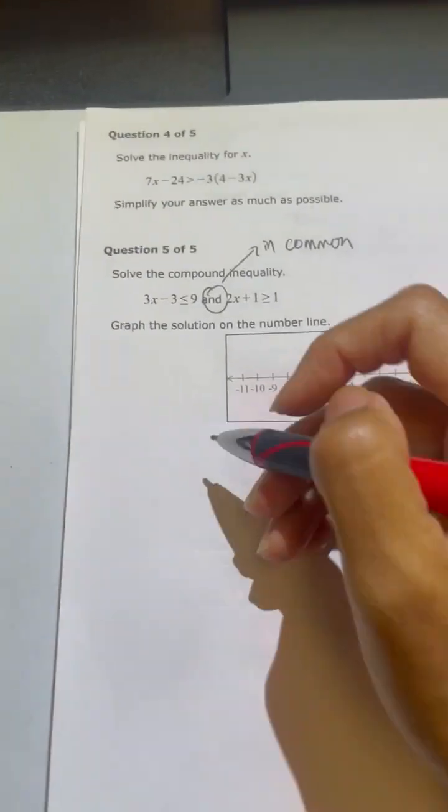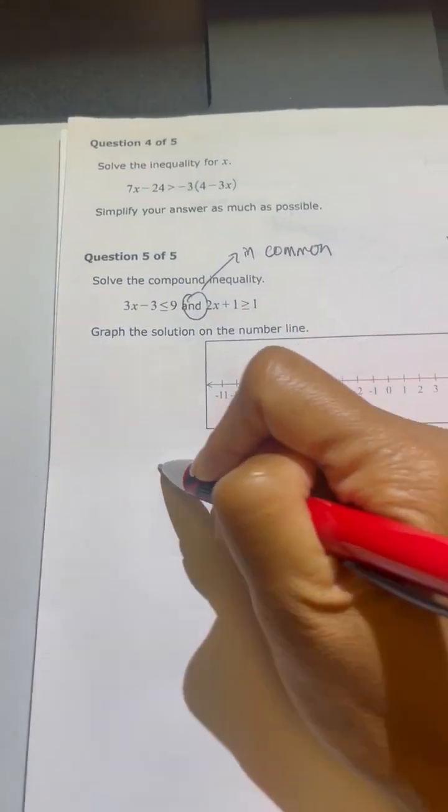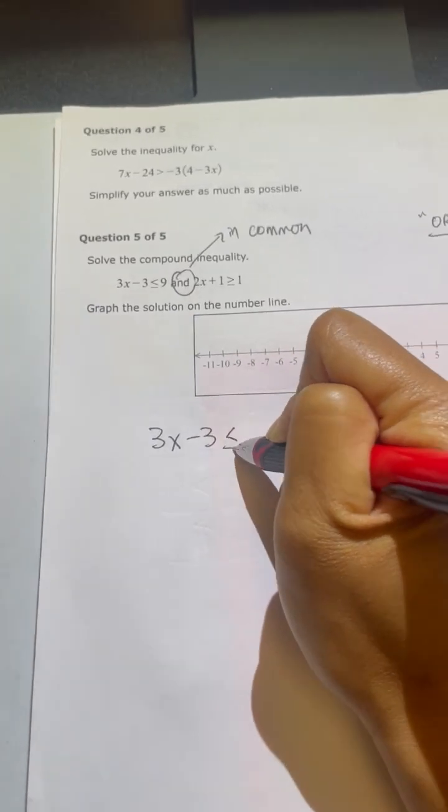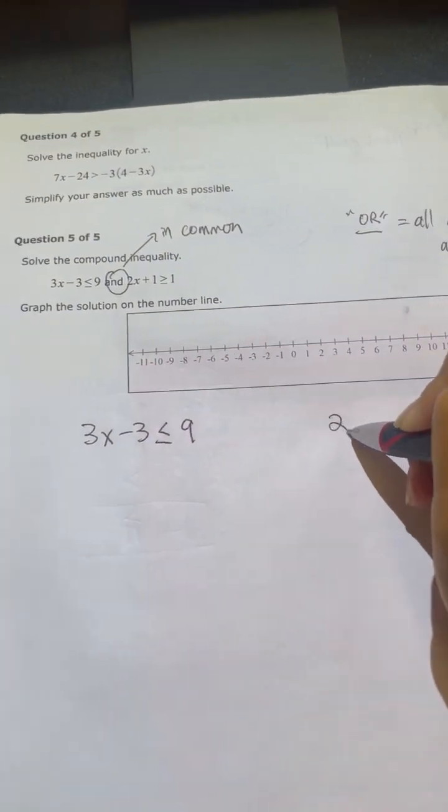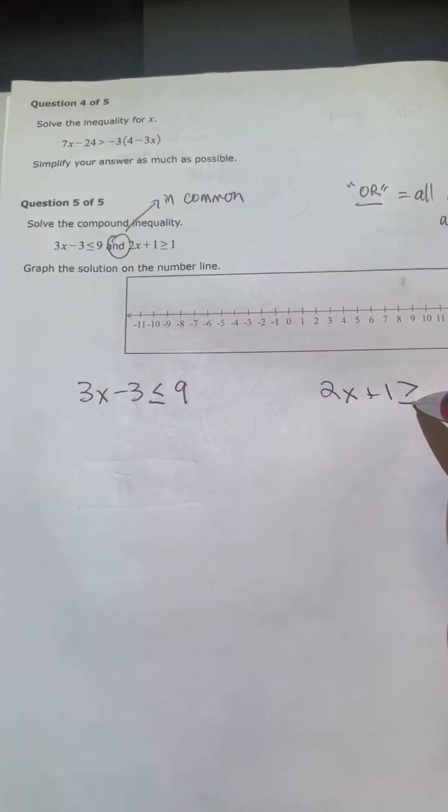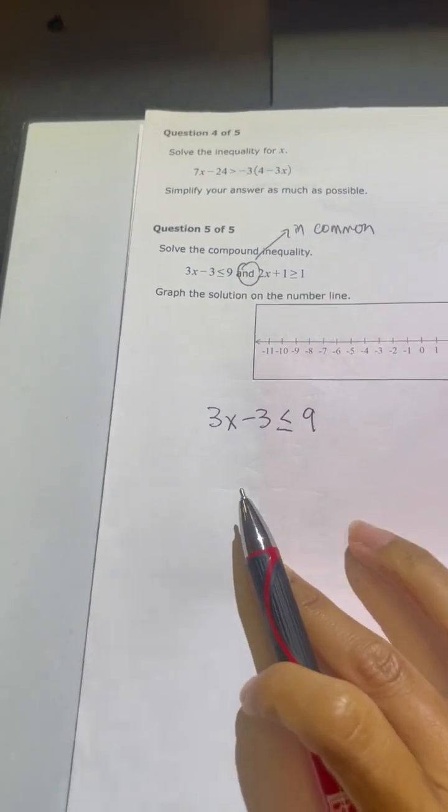I'm going to solve for each one. So I have 3x minus 3 is less than or equal to 9. And the other one was 2x plus 1 is greater than or equal to 1. Let's go ahead and solve each one.